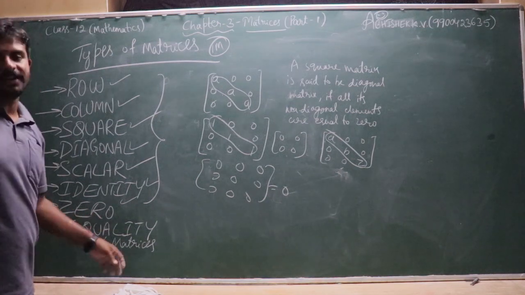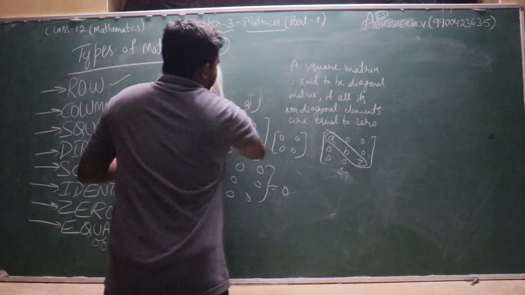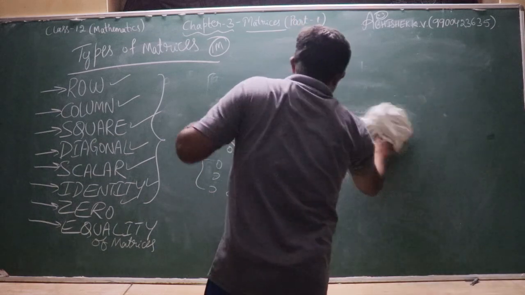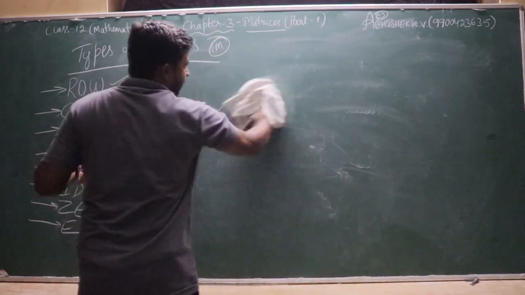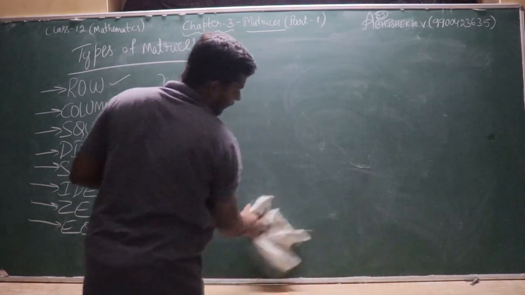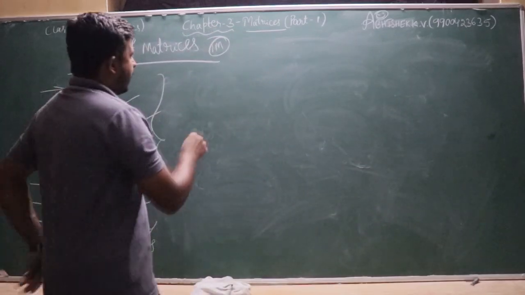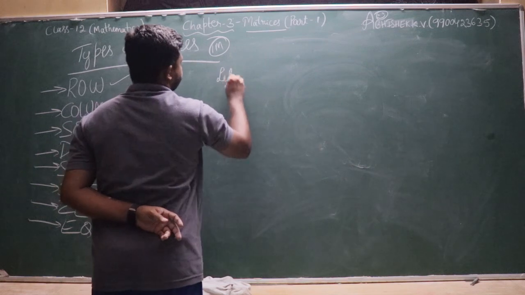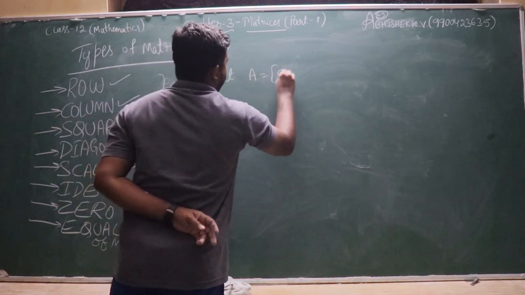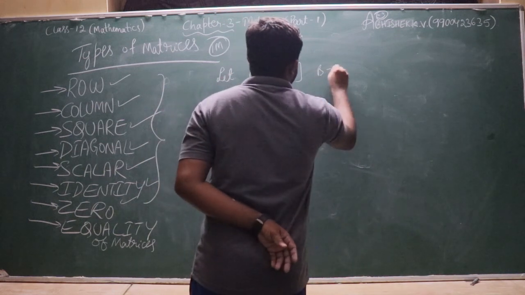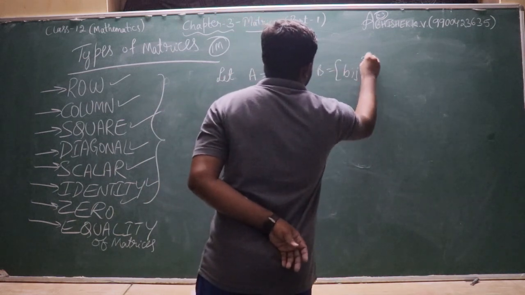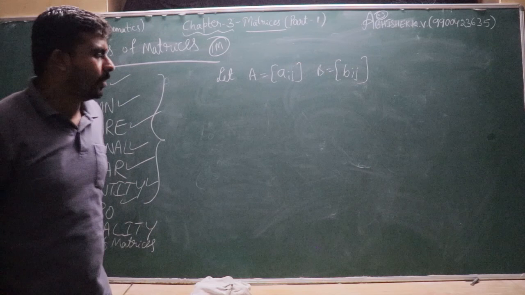Then I consider the equality of matrices. We will definitely get a question from this equality of matrices. Equality of matrices means we need two matrices. Let A be a matrix with elements a_ij and B be a matrix with elements small letters b_ij.